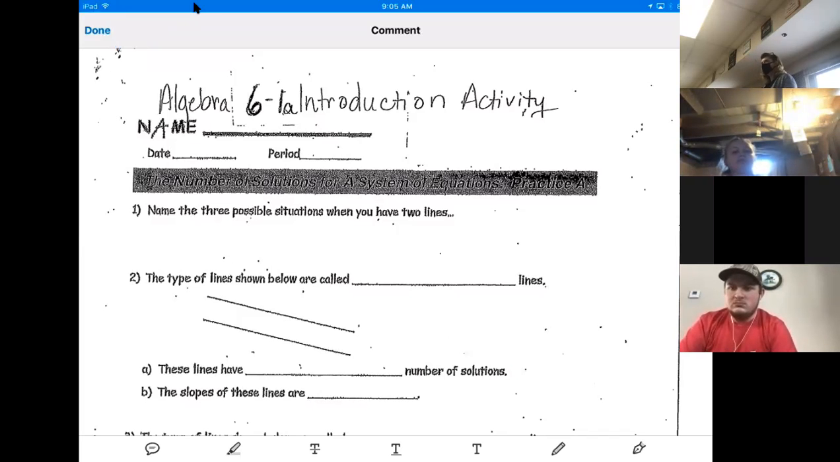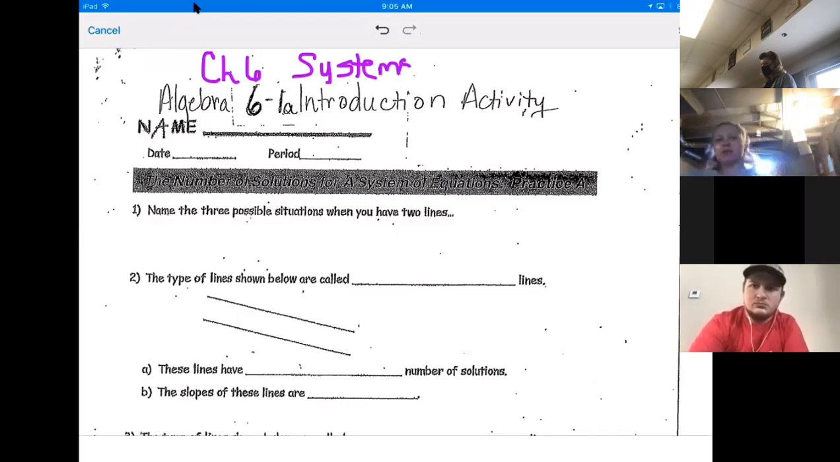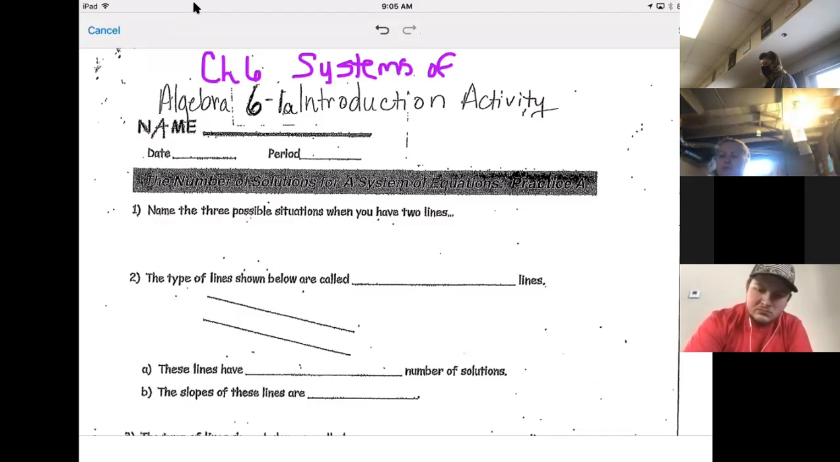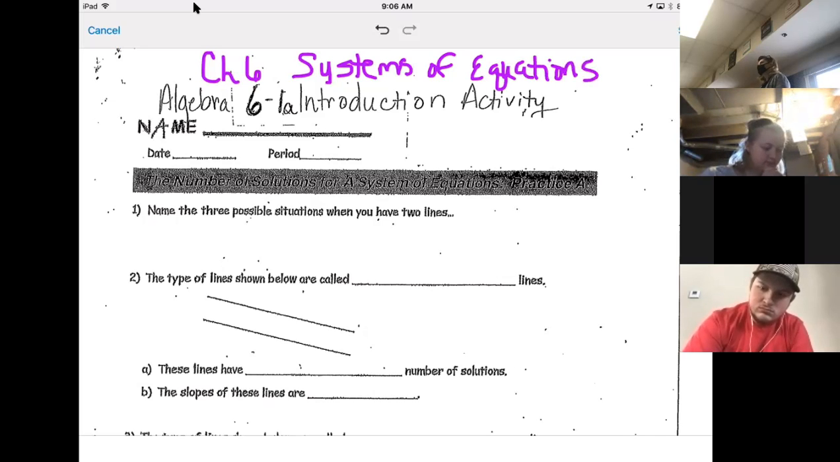We need to take a look at the big picture. The whole chapter, chapter 6, is all about systems of equations. Now what that means is we're going to be looking at more than one equation at a time. So in a graph, you're going to have two lines on a graph, and that's what we're going to be dealing with today.